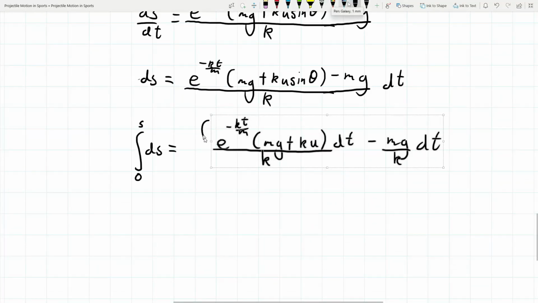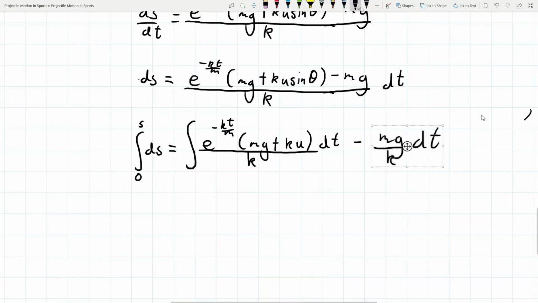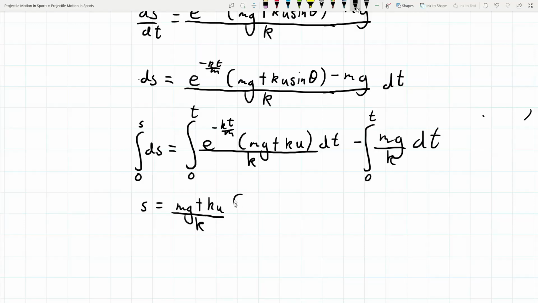So we're going to have the integral. Now mg plus ku, these are all constants, so we can pull these to the outside of the integral. They are all constants, multiplied by the integral from 0 to t of e to the minus kt over m dt, sorry. Minus, and now all of these are constants, so we get mg over k times the integral from 0 to t of dt.